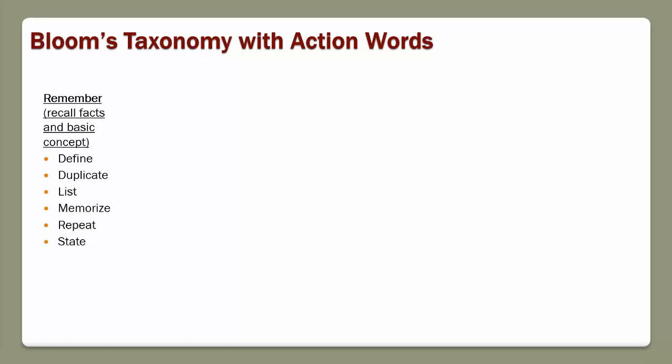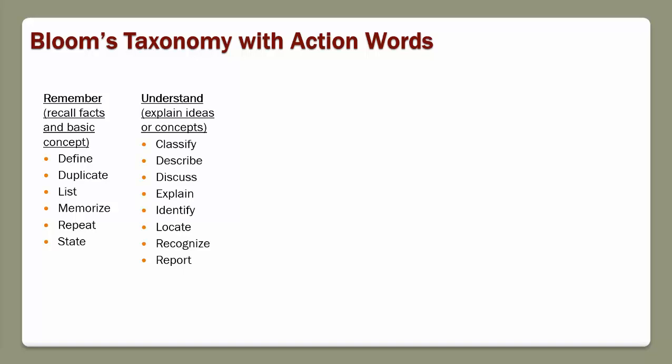So let's take a look at some of the action verbs that are part of Bloom's taxonomy. At the remember level, which is the lowest, which is about recalling facts and basic concepts, you have verbs like define, duplicate, list, memorize, repeat, or state. When you move up to understand, which is about explaining ideas or concepts, you have verbs like classify, describe, discuss, explain, identify, locate, recognize, or report.